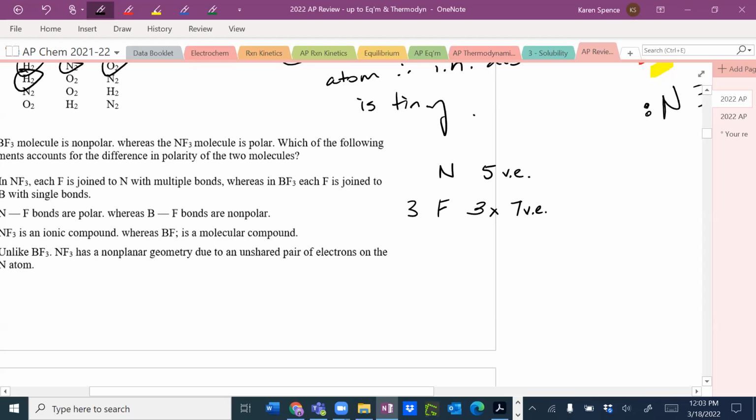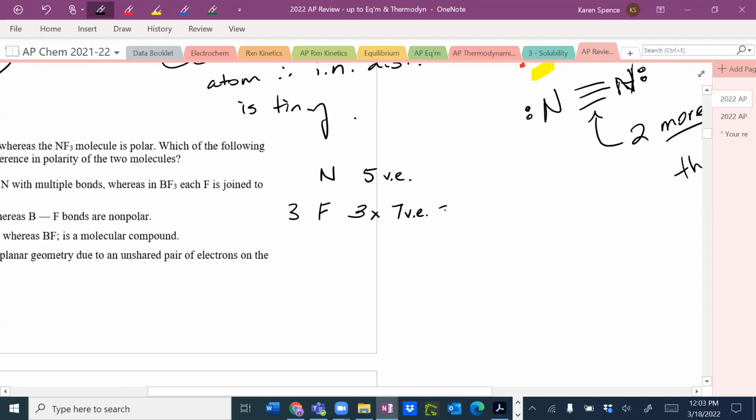Stop me if you want me to tell you how I figured that out. Hopefully you guys know how many valence electrons there are in fluorine. So in group 17, so it has 7, 21 valence electrons. So in total, I've got 5 from nitrogen, 21 from fluorine gives me 26 valence electrons altogether.